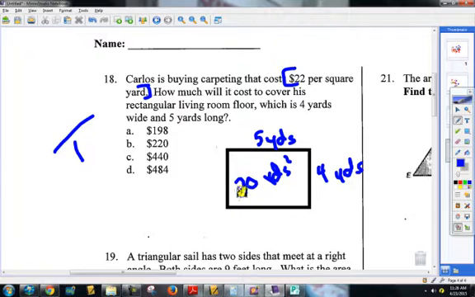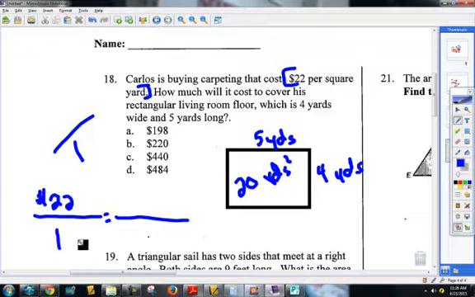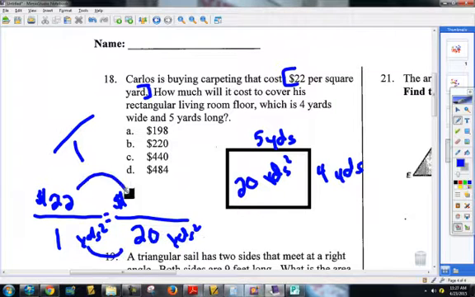Most of you probably just did 20 times 22, but I'm going to show you the proportion. I know that's my ratio, $22 for 1 yard squared, and money. Then I say, if that's my ratio, what if I had 20 square yards? So it's obviously times 20 times 20. You're going to get $440. 1 point.